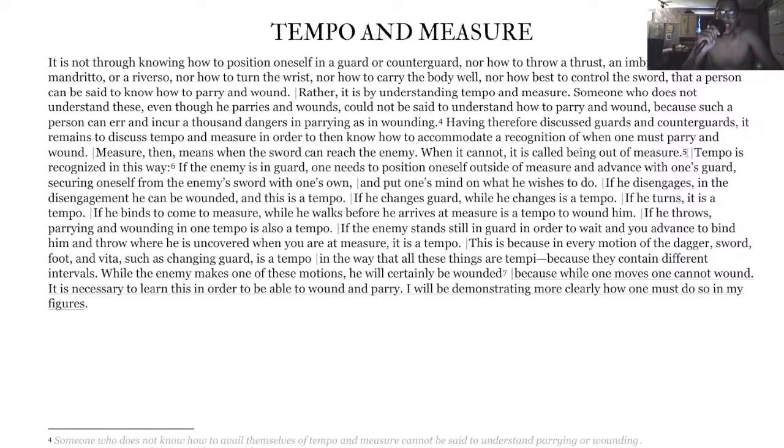If the enemy is in guard, one needs to position oneself outside of measure and advance with one's guard, securing oneself from the enemy's sword with one's own, and put one's mind in what he wishes to do. If he disengages, in the disengagement he can be wounded, and this is a tempo. If he changes guards, while he changes is a tempo. If he turns, it is a tempo. If he binds to come to a measure, while he walks before he arrives at measure is a tempo to wound him.